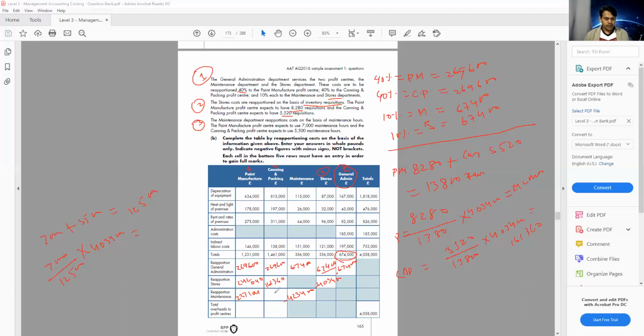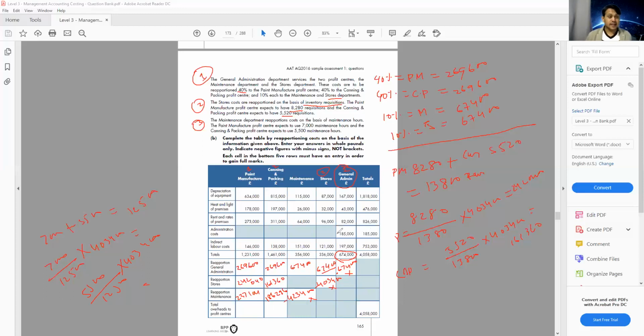And this one we do the same way, 5,500 divided by 12,500 times 403,400. So that will give me 186,200. Okay, so these three are gone, so I put the minus here, that means this is gone, and this is gone. This is the step down method.